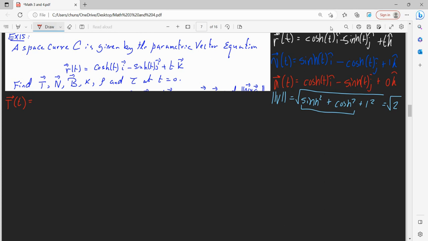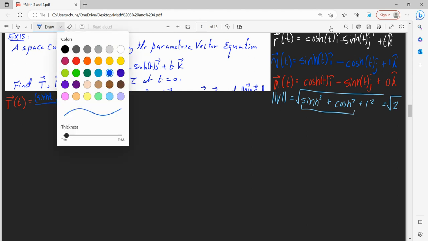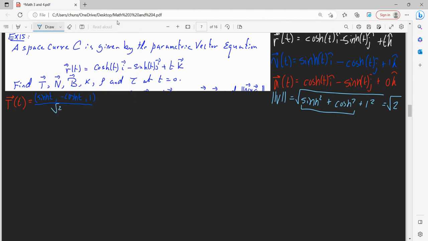So when we plug in our velocity, so then that's sinh t, minus cosh t, 1, over our speed, which we just found to be square root 2. When we plug in for t equals 0, we get 0, and this turns into negative 1 and 1 over square root 2. So then that's just 0, negative 1 over square root 2, 1 over square root 2.